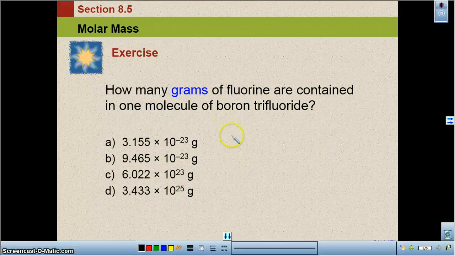Okay, so let's take a look at this problem. It says how many grams of fluorine are contained in 1 molecule of boron trifluoride. So first of all, we have to have the formula for boron trifluoride. This is one of the easy ones because it's 2 nonmetals and they just use prefixes, so we know how many of each we have to have. And we have 1 molecule of boron trifluoride.